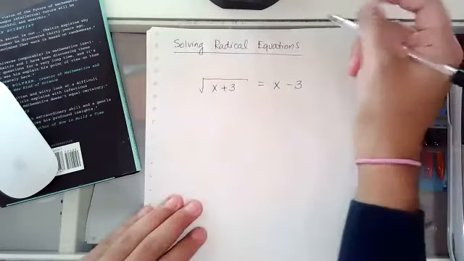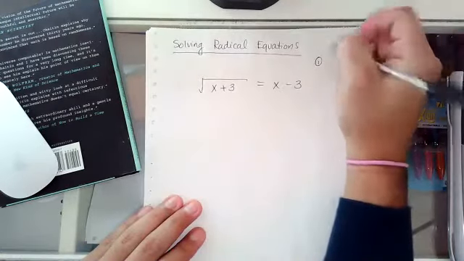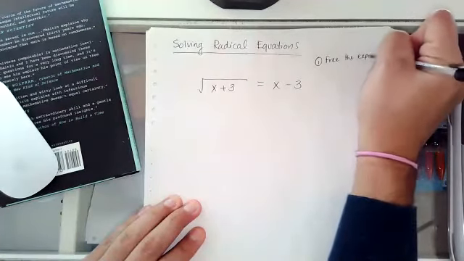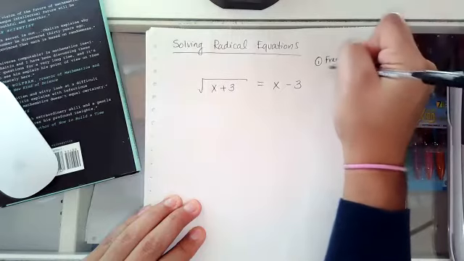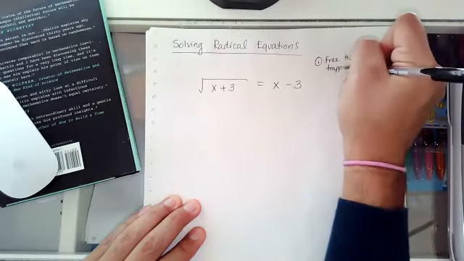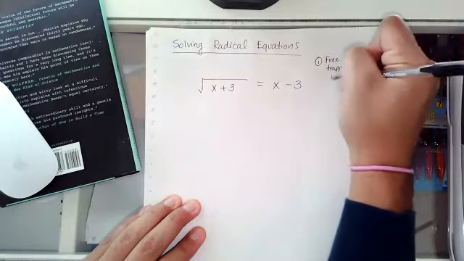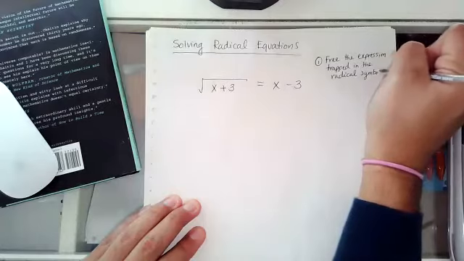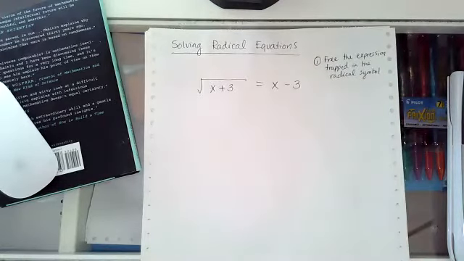And so the first step that you want to do here is you want to free the expression that's trapped in the radical. So the radical symbol or the radical operation. Okay. So this particular radical is a square root. Can anybody tell me what operation will cancel out the square root? What is the opposite of taking the square root?